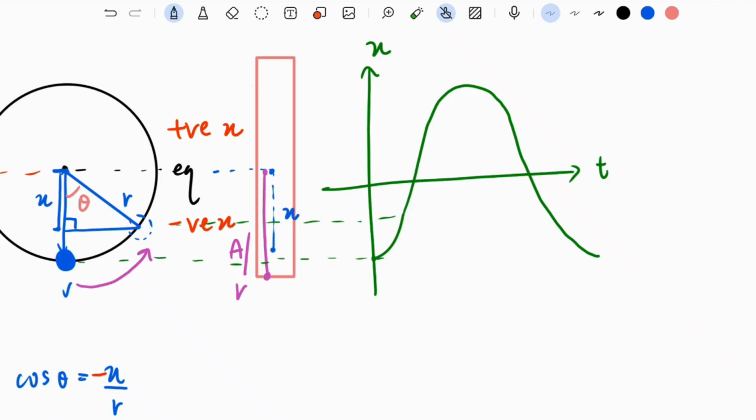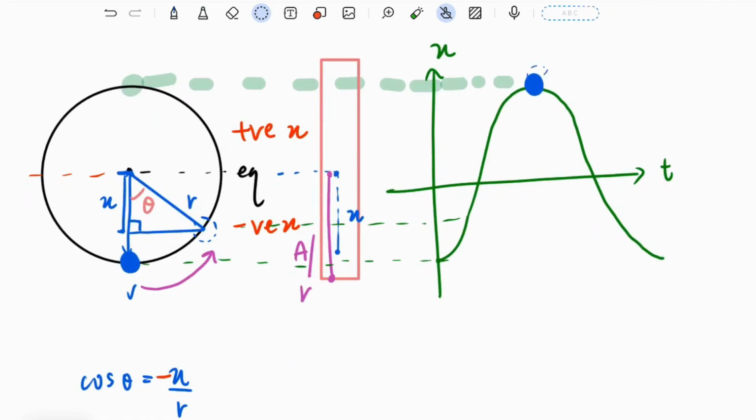Okay, let's see the motion. Initially it was here, the lowest point. Then after a while it moves here. Then it comes here. Where is this? This is your equilibrium position. Then it goes all the way up. Then it comes all the way down here. Where is this? Equilibrium position. Then it goes all the way down back to where it came from.